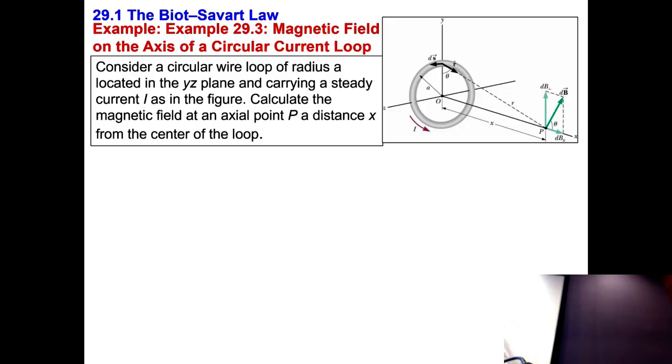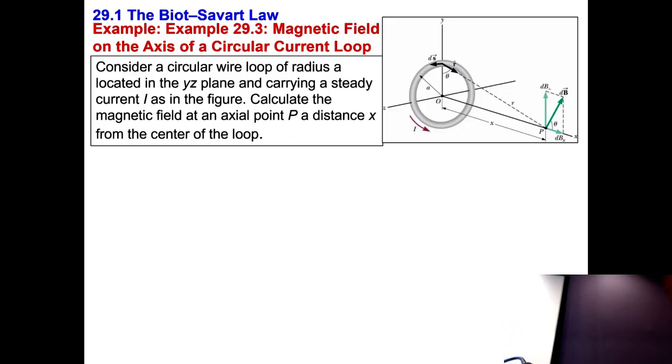So notice that this can be broken into two components, an x component and a y component. The y components will cancel. If you take an element from the opposite direction, it will have a y component in the opposite direction. So only the x component will remain. All the y components will cancel.